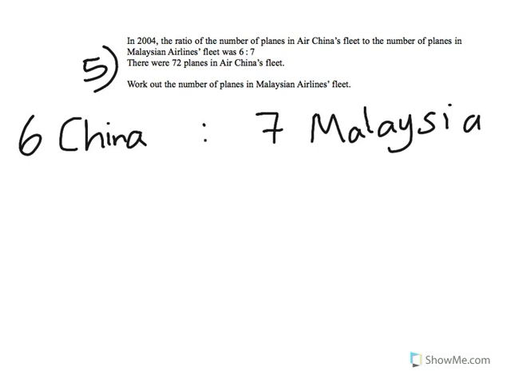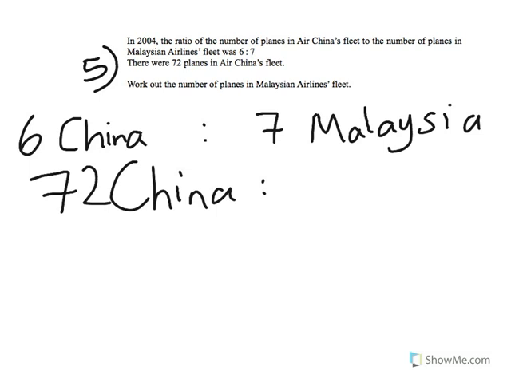So in this question it says the ratio of Air China's fleet to Malaysian Air is 6 to 7, meaning 6 Chinese fleet to 7 Malaysian. I'll just simplify it to China and Malaysia. So now, if there were 72 planes in China, so 72 China, that means there are X Malaysia. How many Malaysia are there? We're trying to find this.